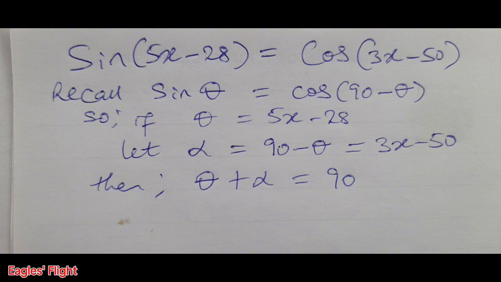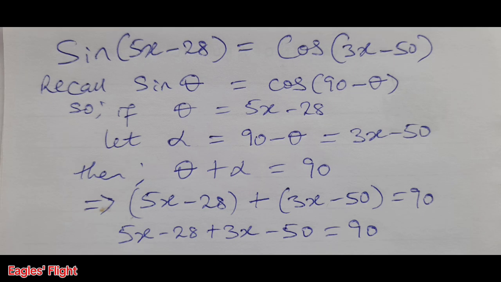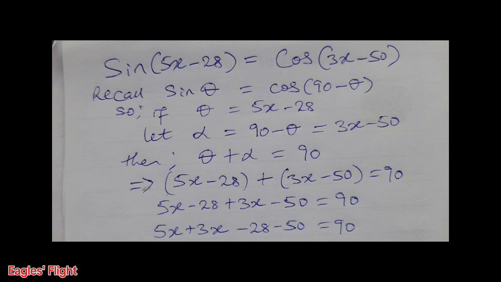So let's quickly sum that up together. We have theta to be equals to 5x minus 28, and alpha to be equals to 3x minus 50, all equal to 90. So when we open the bracket, we have 5x minus 28 plus 3x minus 50 equals to 90. In collecting like terms, we have 5x plus 3x minus 28 minus 50 equals to 90 degrees.